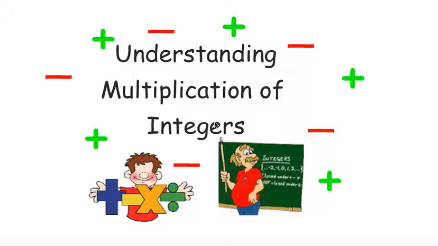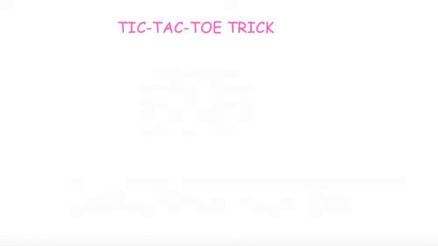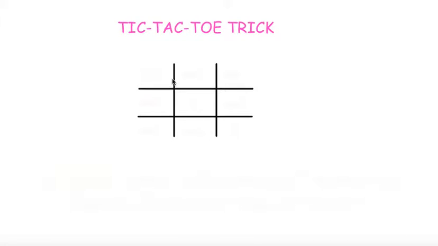Understanding multiplication of integers. There's a little trick you can use called the tic-tac-toe trick. First you want to draw a tic-tac-toe board, and on the diagonal draw in 3 positives. And the rest of the empty spaces you can just put all negatives.